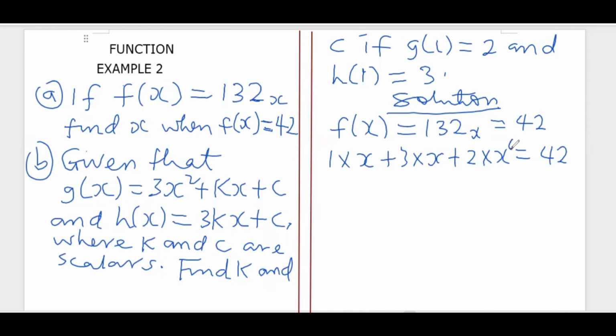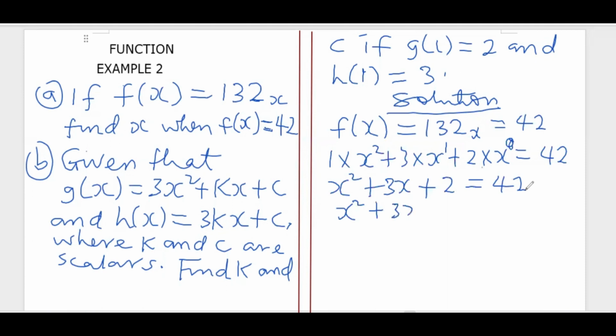So the first power will be 0, 1, 2. So 1 times x squared is x squared, plus 3 times x to the power of 1 is 3x, plus 2 times x to the power of 0 is 1. Any number to the power of 0 is 1 except 0 itself. So 1 times 2, that is 2, equals 42. And we have recognized that the equation has become a quadratic one.